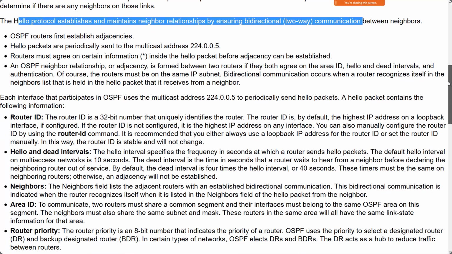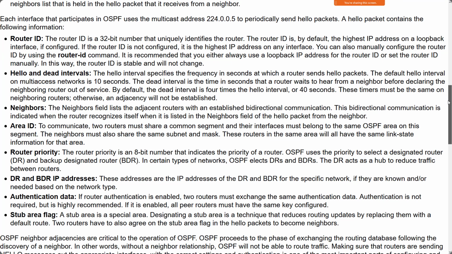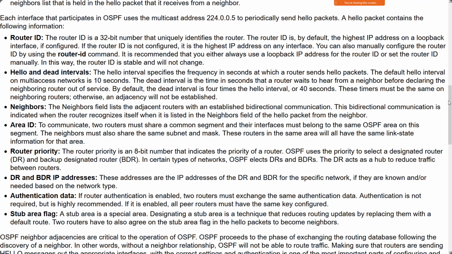Each interface that participates in OSPF is going to be participating in the 224.0.0.5 multicast group. If it's IPv6, it would be FF02::5. So all of the multicast addresses that we use for V4 carry over to V6. Just put an FF02 in front of it and you know what multicast address is going to be used. Okay. The router ID we've already talked about. The hello and dead intervals we kind of already talked about.